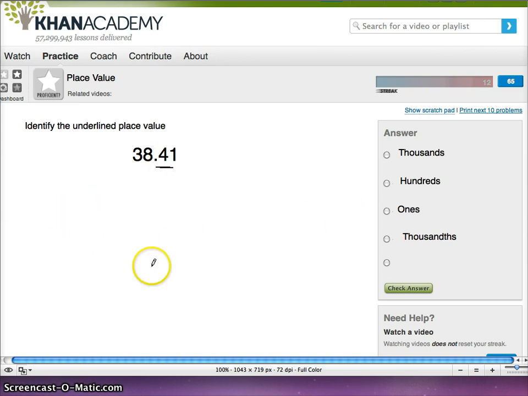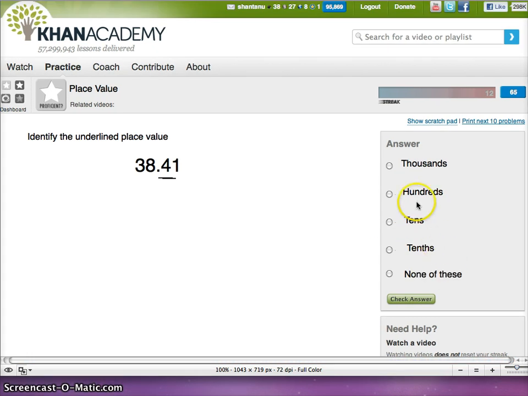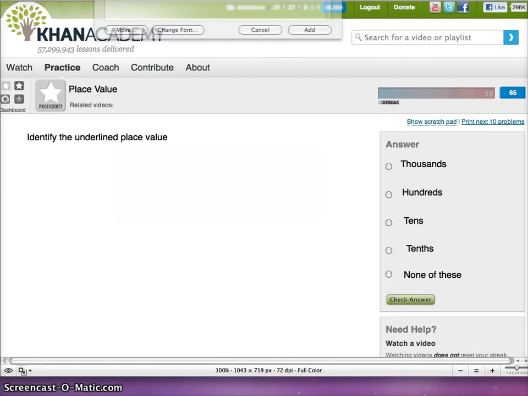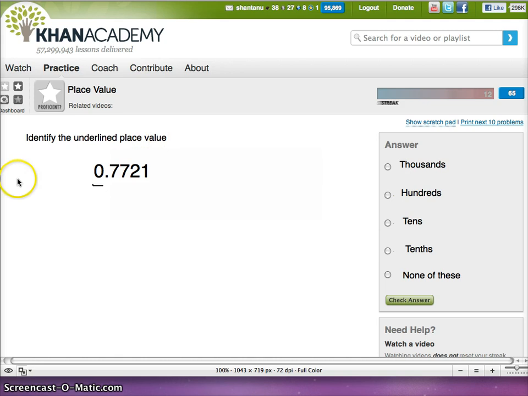You would draw out the number, draw out the different types of places, and make it so the person can choose it. And obviously, I don't have the right options laid out right here. There we go. So we would have the tenths as one of the options, and of course tens and none of these. And for another type of problem, you might have a number such as 0.7721, in which we underline the 0, and of course then the answer would be the ones place. And you can make indefinite numbers and have various options here.